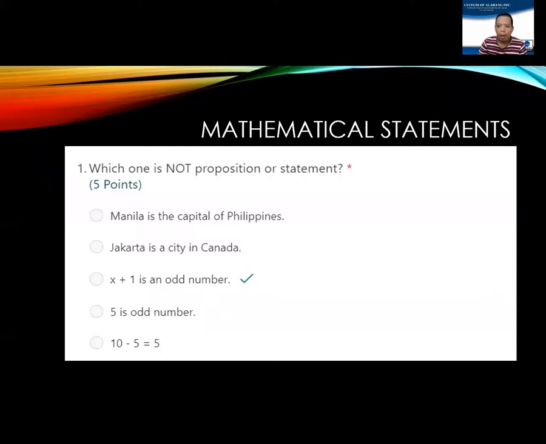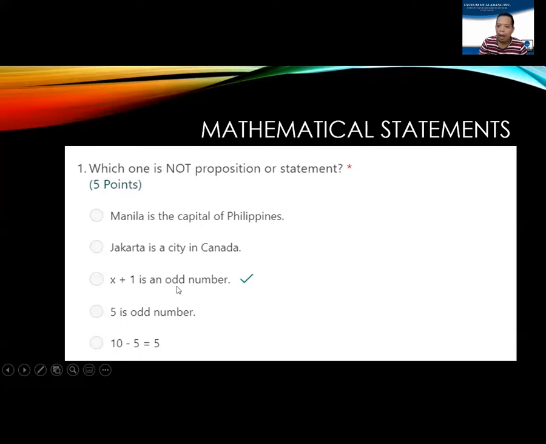Last meeting we had a quiz, so let us see if everyone got the correct answer. Let us examine from the first question. Manila is the capital of the Philippines. So this is a true proposition. Jakarta is a city in Canada. Again, this is a false proposition because as far as I know, Jakarta is one of the cities in Indonesia.